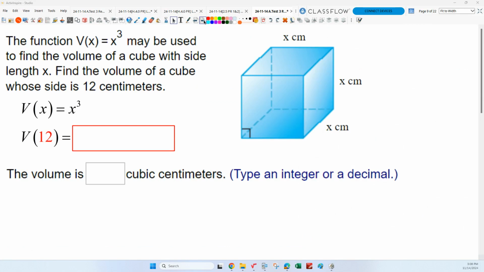Just evaluating a function here, right? So the function v of x equals x cubed is used to find the volume of a cube with side length x, right? Find the volume of a cube whose side length is 12 centimeters. Well, we're just picking a value of x then, aren't we? We're letting the side length x be 12 centimeters, and I'm just plugging that into my function. Isn't that all I'm doing?